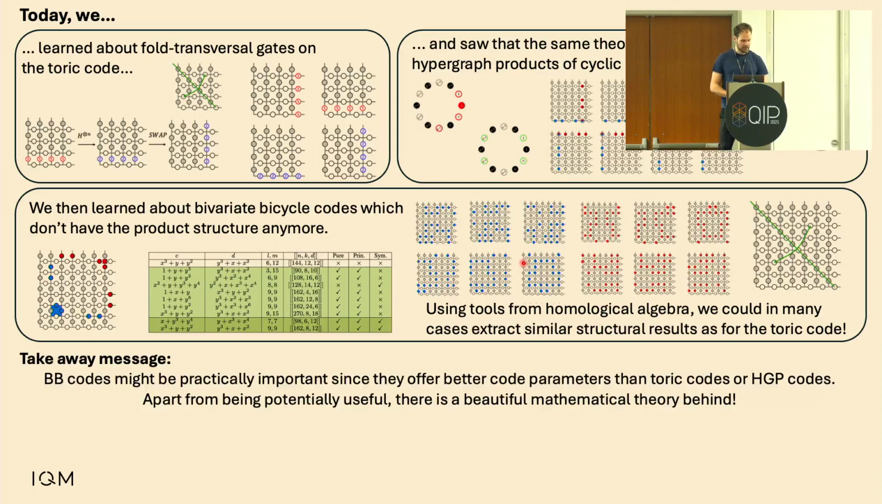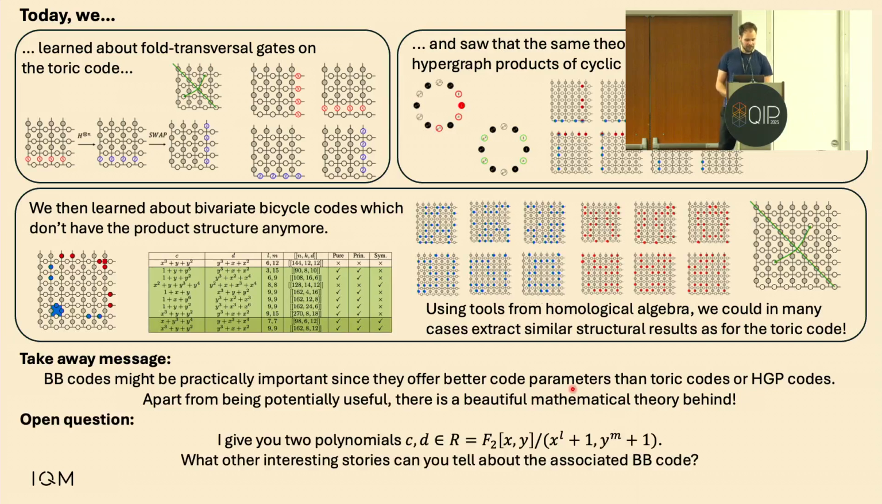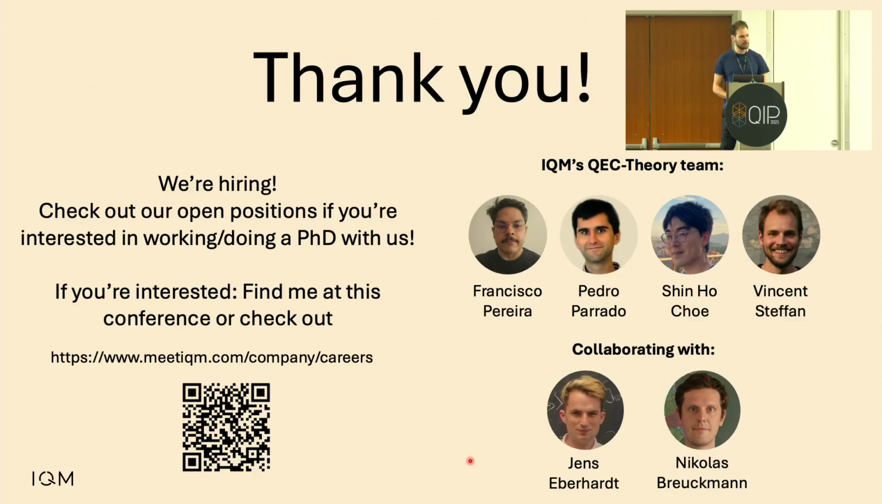So the takeaway message: these bivariate bicycle codes, the ones where you drop the product structure, have better parameters than the product versions. And they're also, from a mathematical perspective, very nice to treat. And I actually only have one open question for you. The open question is, if I give you two polynomials, what can you tell me about the code, other than what I just told you? Just looking at the polynomials and their relative position in the polynomial ring, what's going on? And I think that's it. Thank you very much.